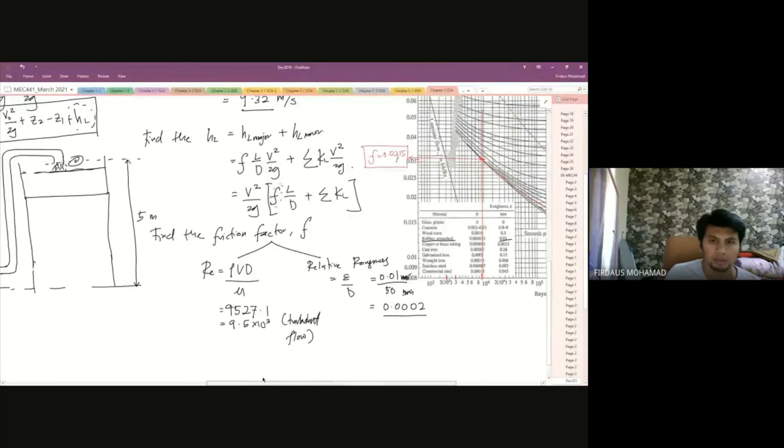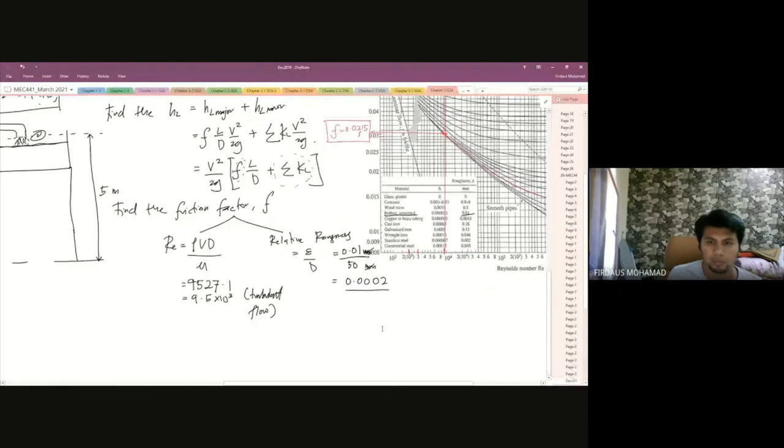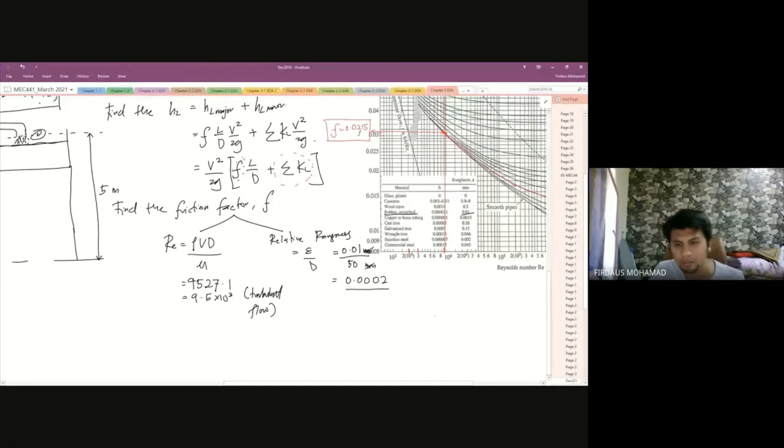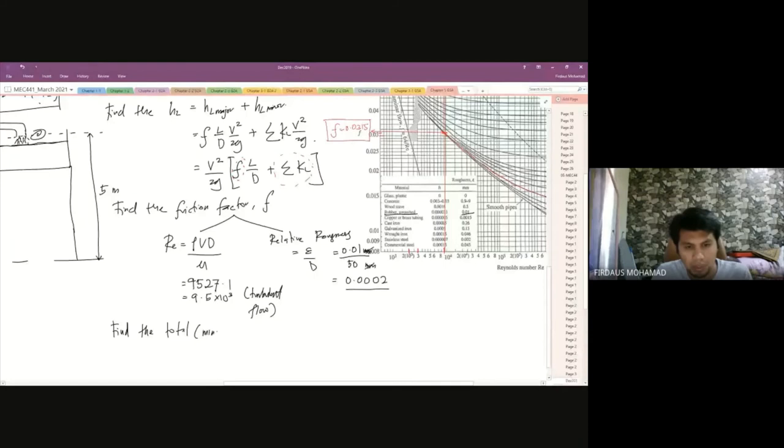No? No. Okay, so F we have 0.0315. Now sigma KL, the summation ataupun the total for the minor losses. Okay, so for sigma KL, find the total minor losses.